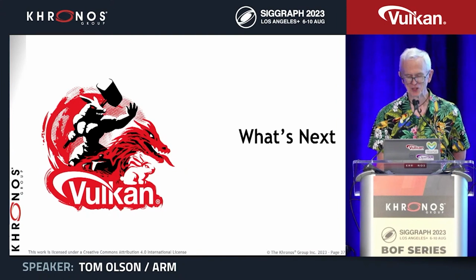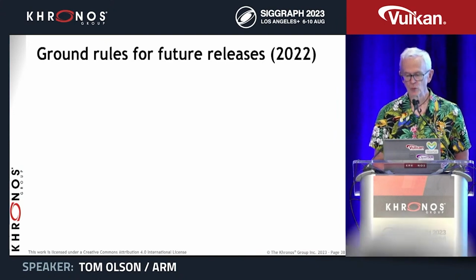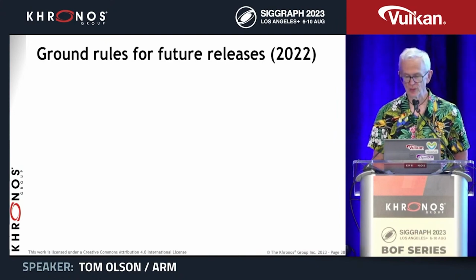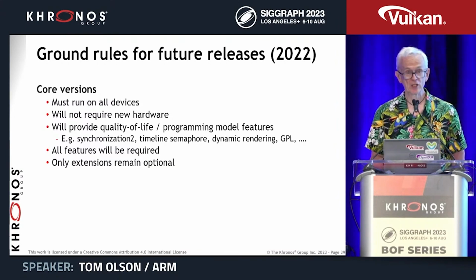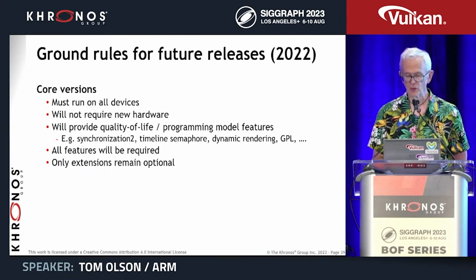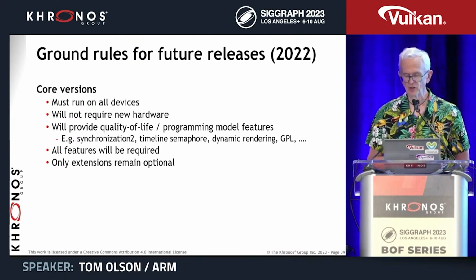Let's talk about the future. When we released Vulkan 1.3, we set some ground rules for the future. We continue to release extensions as we always have, but we now have 2 different kinds of major releases. Core specs, what they've always been, are meant to be supported on all new devices going forward, and also to be backported to any device that can get a driver update that isn't at end of life.